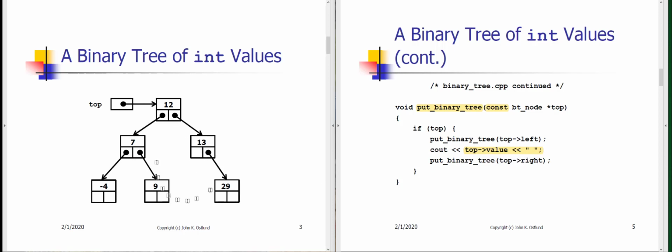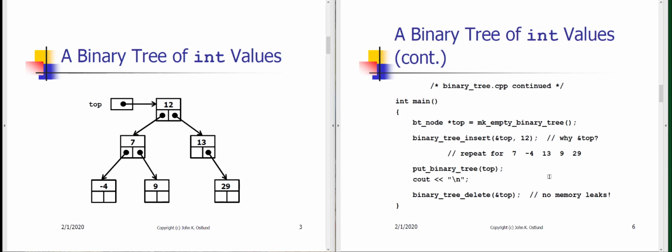So if my tree actually looked like what we have on slide 3, and I called putBinaryTree with this top pointer passed in as the top parameter, what I'd get out would be -4, 7, 9, 12, 13, 29. That is the 6 items in this binary tree in ascending order.